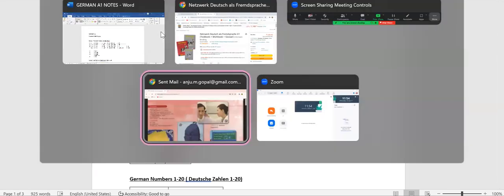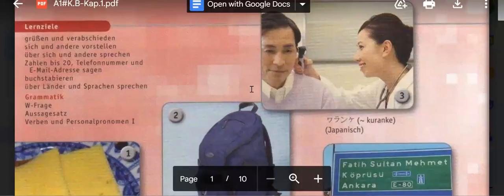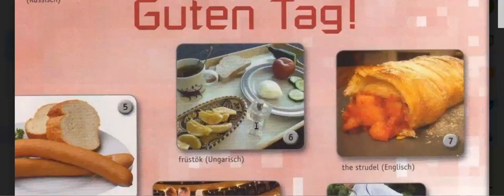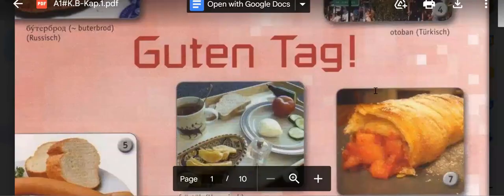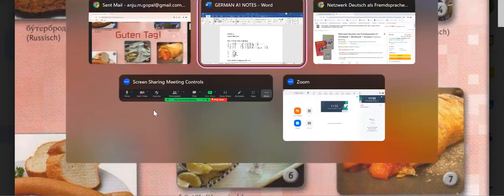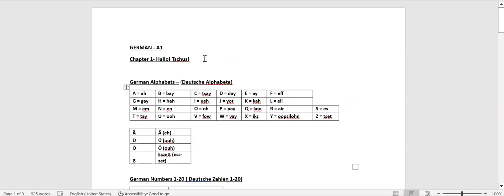As I showed you, this is a PDF version of the Kursbuch. This is the first chapter, which is Guten Tag, and that is what we are going to cover. Let's go to the notes now. Here we are starting with the very first chapter. Hallo, tschüss. Hallo means hello, tschüss means bye in German.